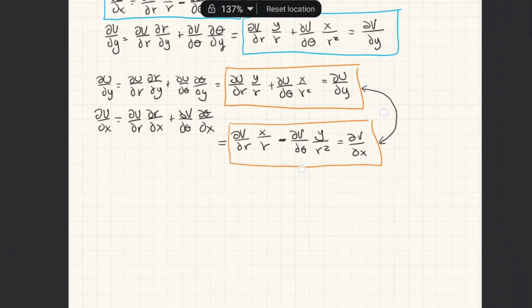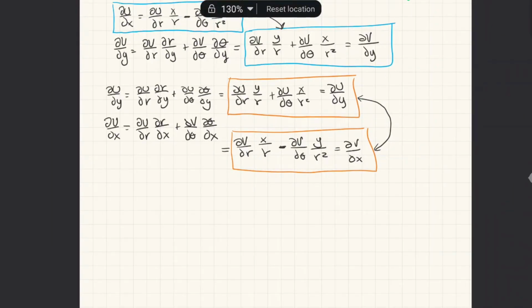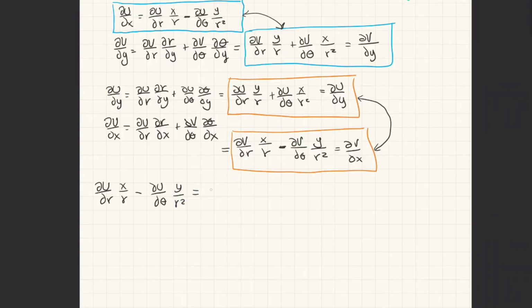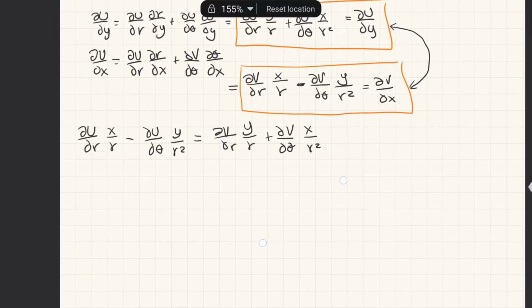And then, as we know, we can set these two equations to be equal and these two equations to be equal. So for the first one, we are going to get the derivative of u with respect to r, x divided by r, minus the derivative of u with respect to theta, y divided by r squared, equals the derivative of b with respect to r, y divided by r, plus the derivative of b with respect to theta, x divided by r squared.